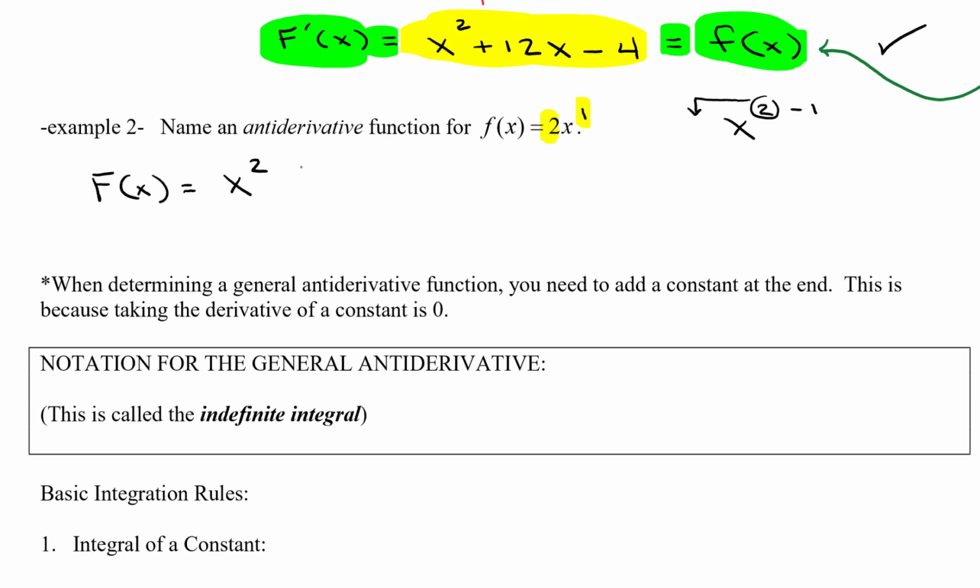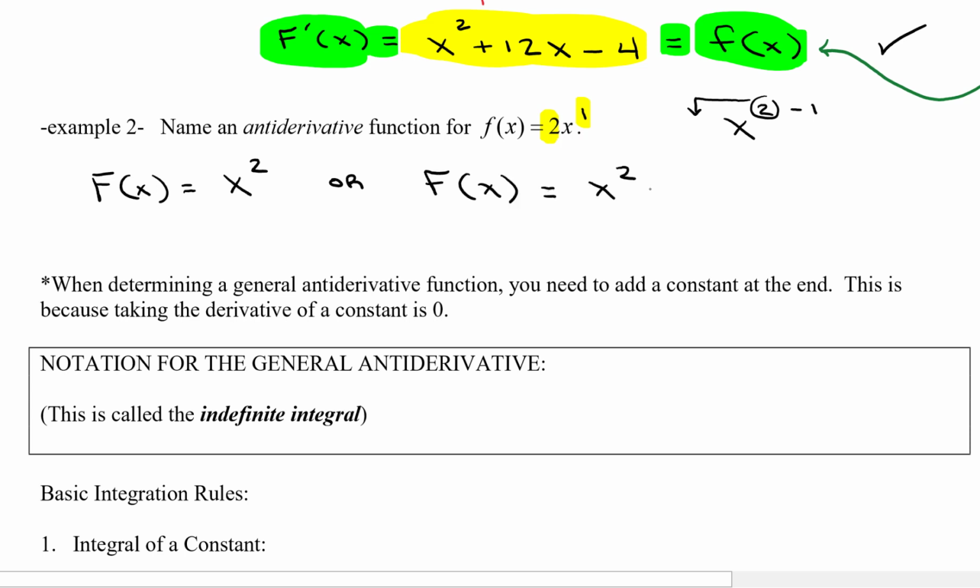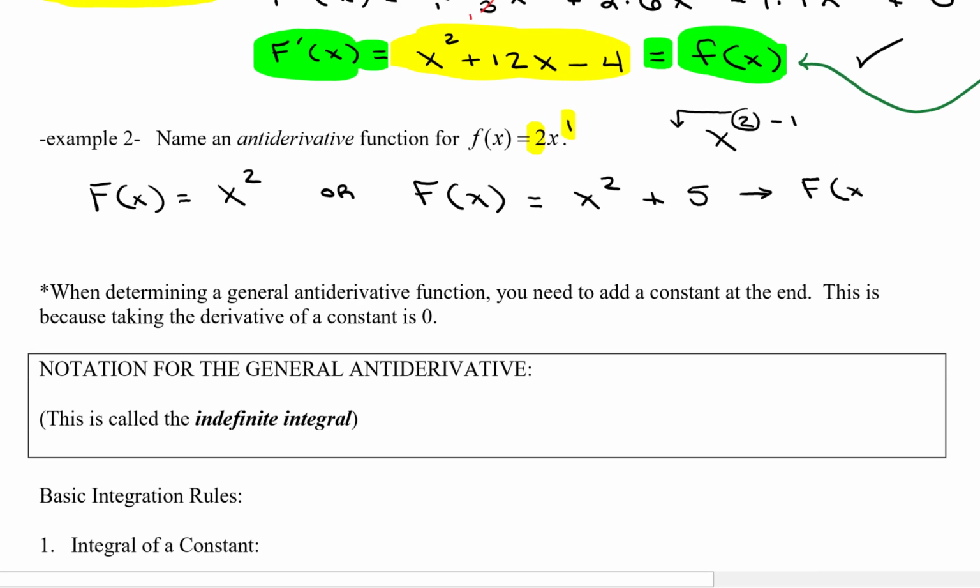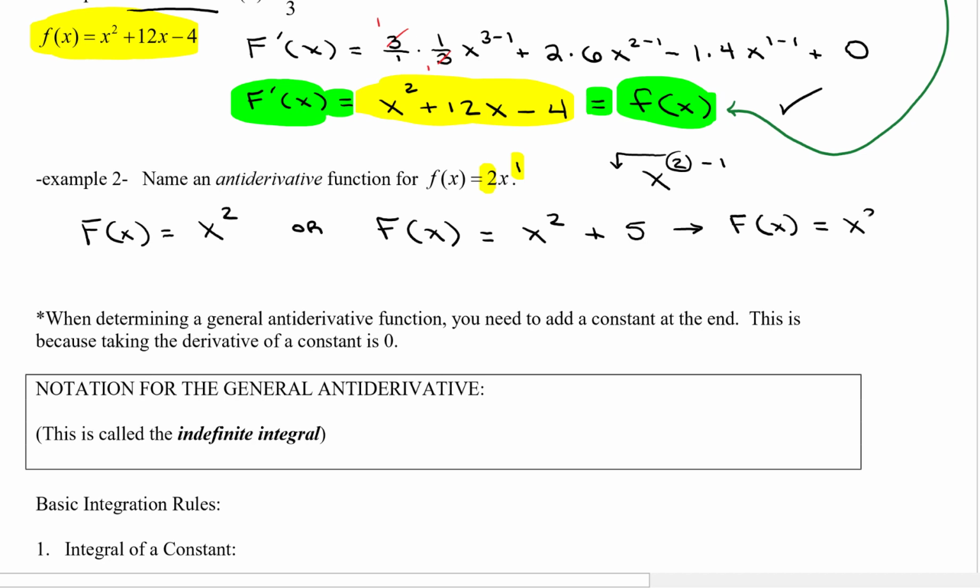Another possible antiderivative function would be uppercase F of x equals x squared plus, let's say, the number 5. Actually, we could use any number here instead of 5. I'm going to draw an arrow here going to the side, and I'm going to write uppercase F of x equals x squared plus C, where C can represent any constant.